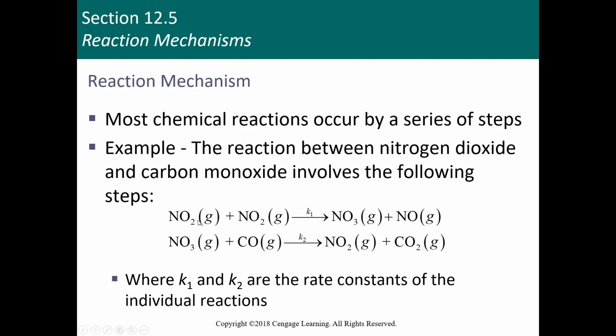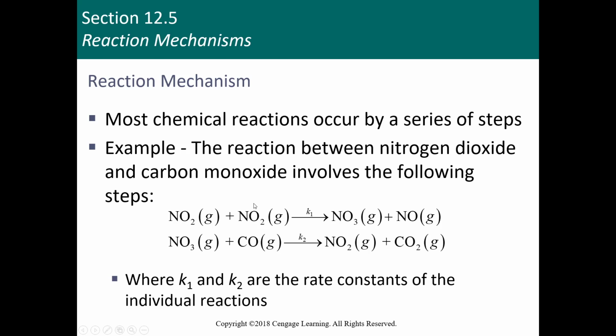And so this right here is an example of a reaction mechanism split into its steps. We have an NO2 reacting with another NO2. That gives you NO3 and NO. The NO3 from here is going to come down to this step. That NO3 reacts with carbon monoxide. That's going to give you NO2 and CO2. And so here we have a reaction mechanism. The overall reaction would be a summary of these reactions.